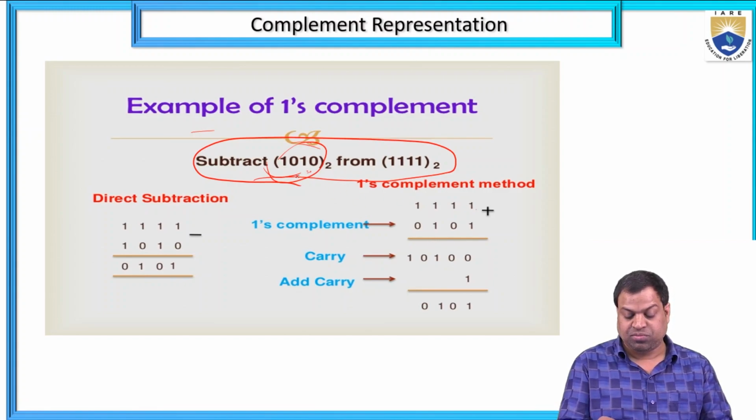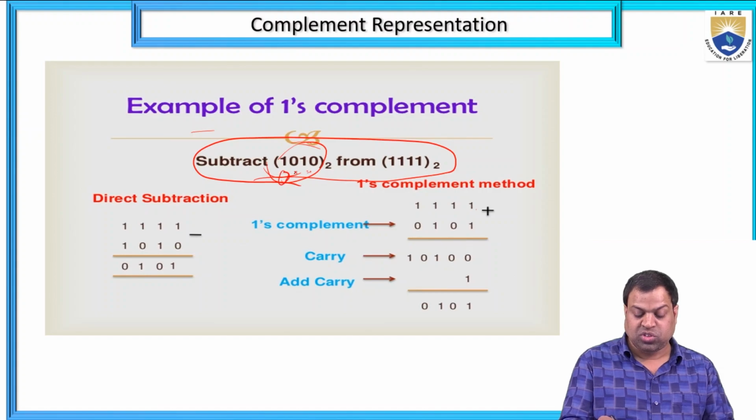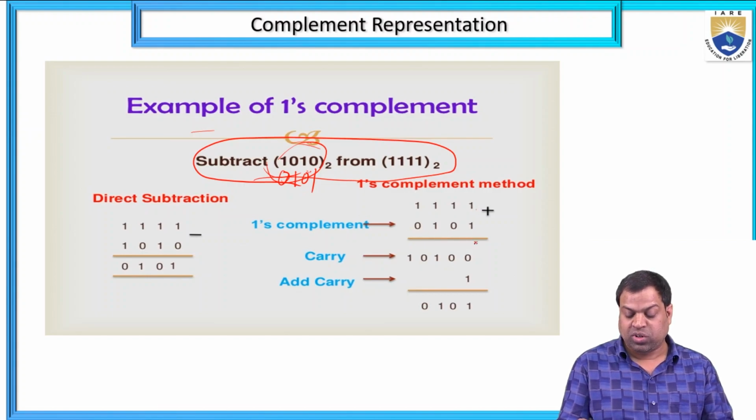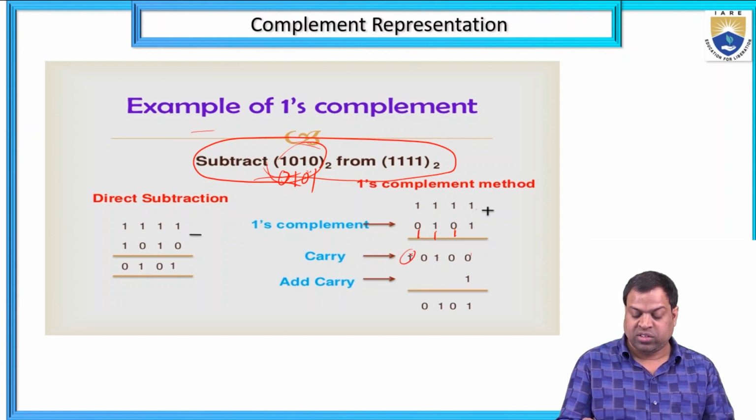1 0 1 0 means 0 1 0 1. So 0 1 0 1 is the 1's complement of 1 0 1 0. Now we add 1: 1 plus 0 is 1, 1 plus 1 is 10, so 0 and carry 1. 1 plus 0 plus 1 means 10, 0 and 1 carry. This carry is added to the LSB here. So 0 plus 1 is 1, giving 1 0 1 0.